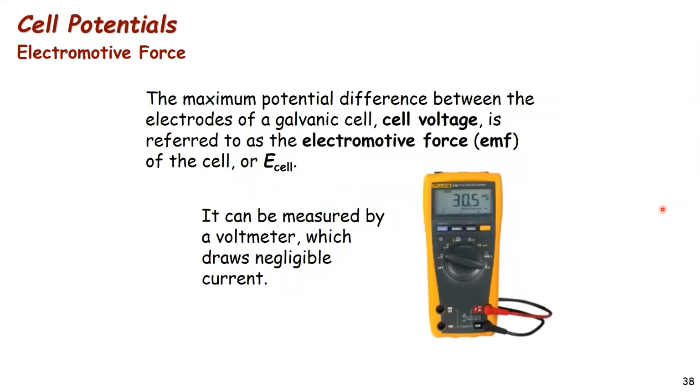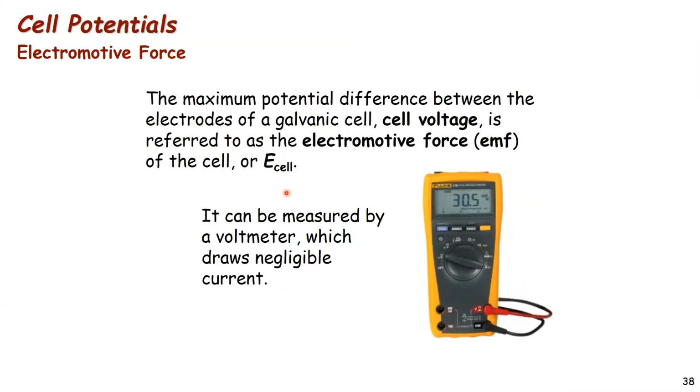And how do we measure it? Again, we're simply going to use a multimeter. We're just going to set it for measuring voltage, the potential. And in this case, it's 30.5 millivolts. Now, our cell voltage is also called the electromotive force, or EMF, which is also represented by the variable E cell.